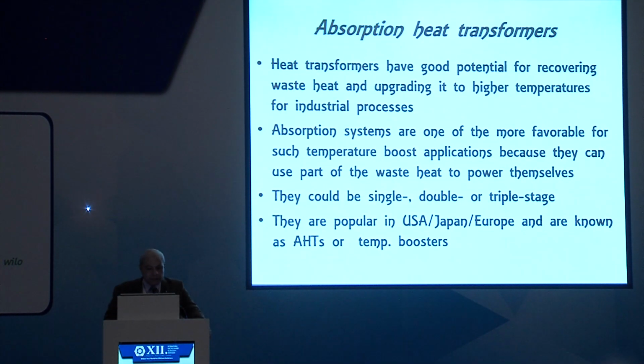The absorption systems for heat transformers basically are used as temperature boosting applications, and they can use part of the waste heat to power themselves, and that's one of the advantages that they have. These can be single, double, or triple stage. They use triple stage, double stage, and single stage for absorption heat transformers, and they use triple effect, double effect, and single effect for absorption chillers. I don't have the rationale for that, but that's historically what they use.